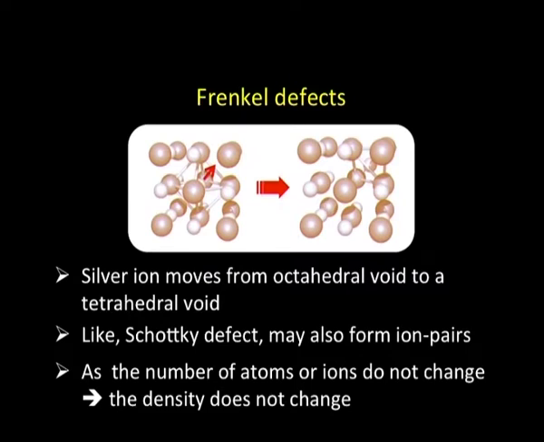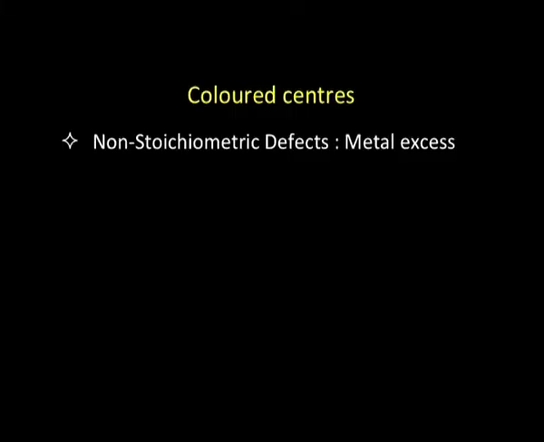In case of Schottky defect, some sites were totally missing. So, the mass was not there, but the volume was there. In this case, the mass and volume do not change. As a consequence, the density does not change for Frenkel defects. Okay, let us move further and come to what are called colored centers. Colored centers basically are non-stoichiometric defects, and typically have metal excess. This is a very interesting class of defects.